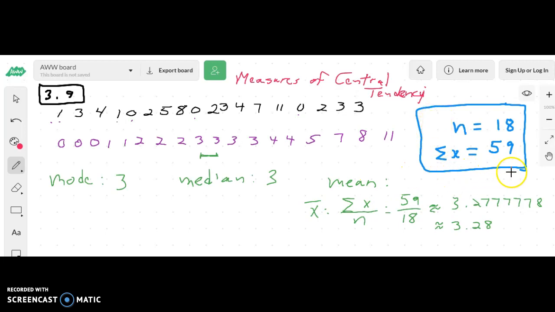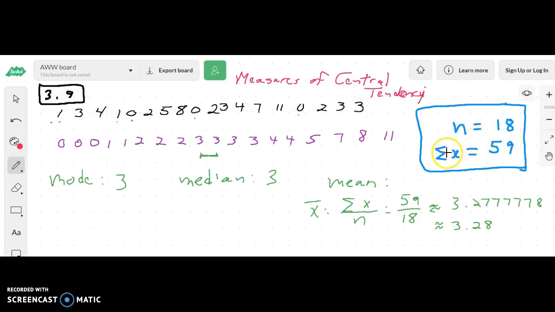I have up here symbols in blue that I want to point out. And these are important because these are going to be used throughout the course. The lowercase n. Lowercase n is the sample size. In this case here, I had a sample of college students surveyed. There were 18 of them. So my sample size was 18.